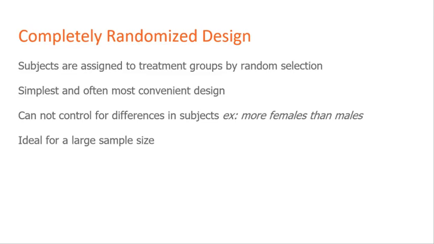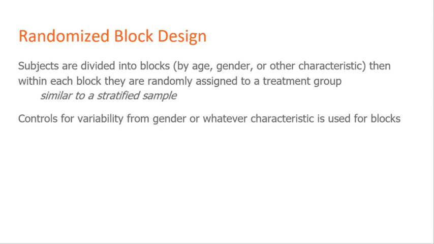more females than males in my subjects, it's possible that if I just do things randomly, I could end up with the majority of the males in the same group. So if they all get the medicine, then do I know? I don't really know how well the medicine works for females because my group was mostly male. Okay, and so to kind of fix that problem, we can do what's called a randomized block design.